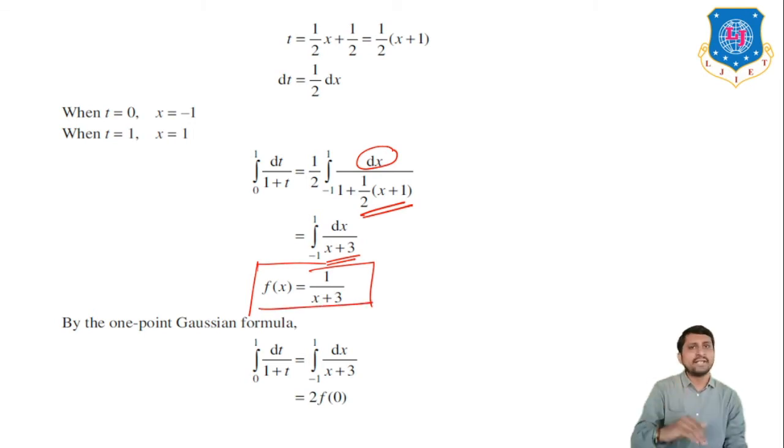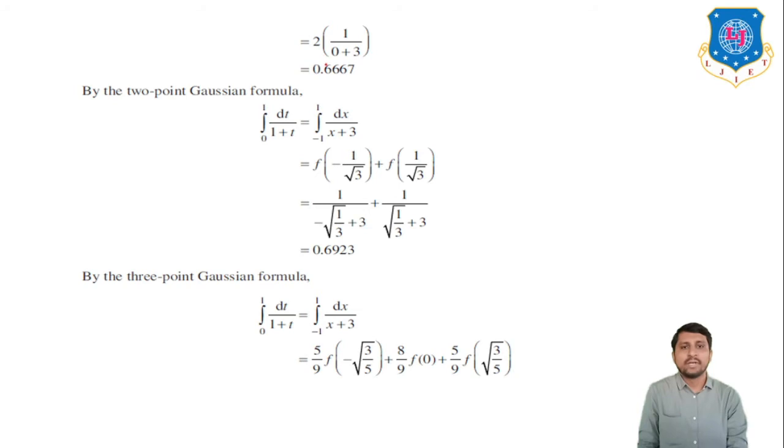Now use the 1-point, 2-point and 3-point Gaussian quadrature formulas. So the integration from 0 to 1 dt upon 1 plus t is equal to the integration from minus 1 to 1 dx upon x plus 3. For the 1-point Gaussian quadrature formula we have to use 2 into f of 0. So 2 into 1 upon 0 plus 3. So finally you will get 0.6667.